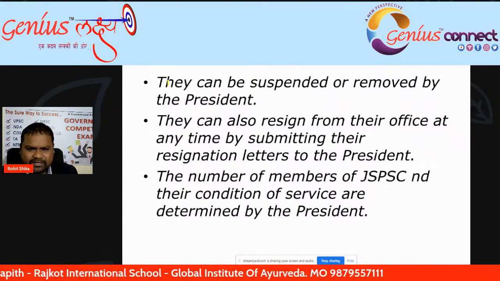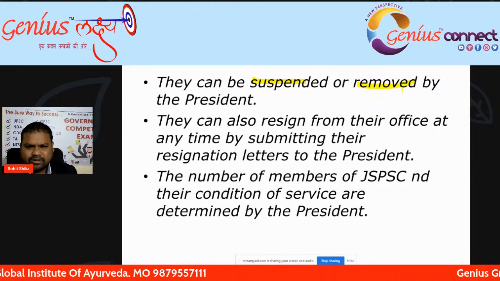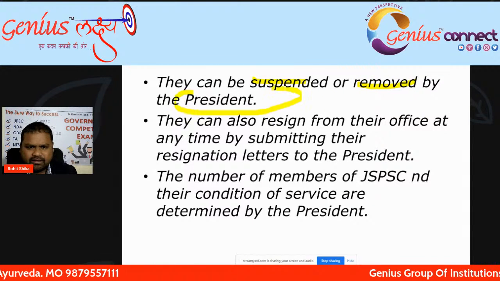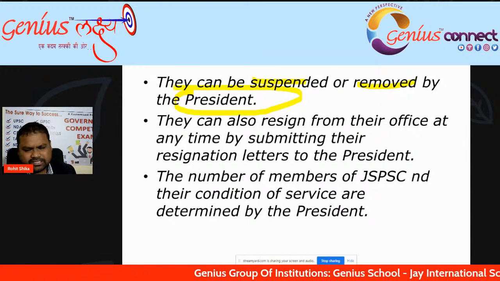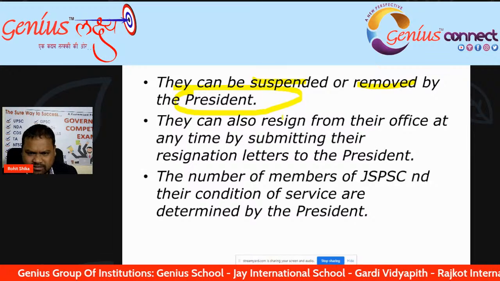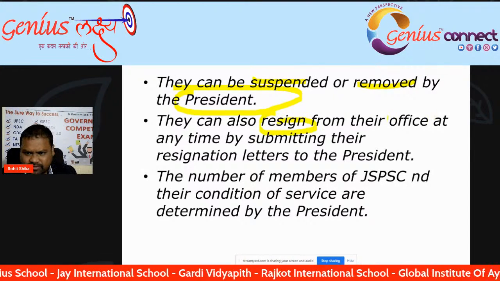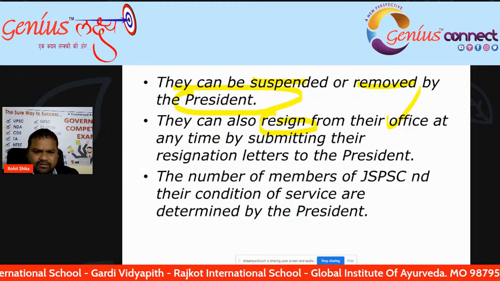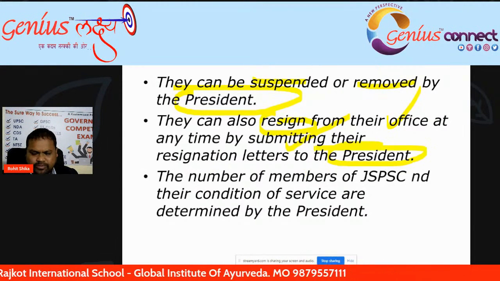The chairman and the members can be suspended. They can be removed by the President of India. At the same time, the chairman and the members of the State Public Service Commission or Joint State Public Service Commission can resign from their office by submitting the resignation letter to the President of India.